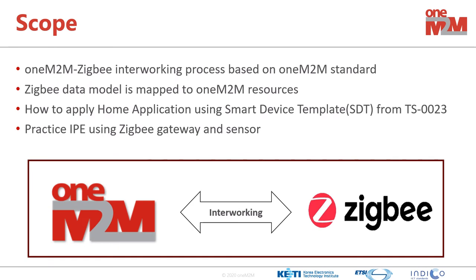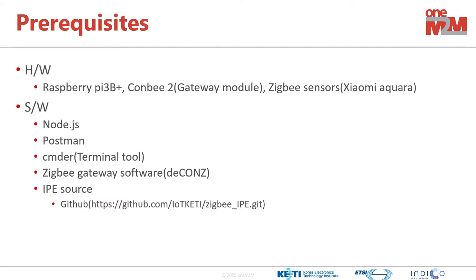In this session again, we are going to show you how Zigbee interworking is done, and how the data model for the Zigbee devices is mapped with the home domain information model from TS23, as well as the smart device template. For the Zigbee gateway, to get the data or to push the data down to the Zigbee devices, we use a software implementation named Deacons. And for the Zigbee IPE, we provide the source code from our GitHub repository.